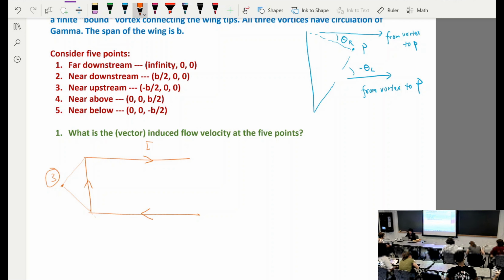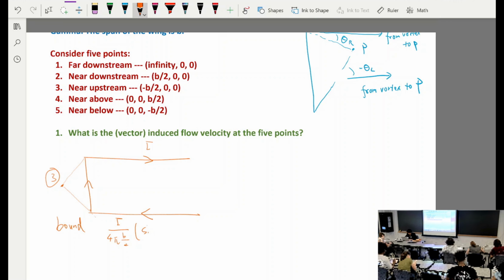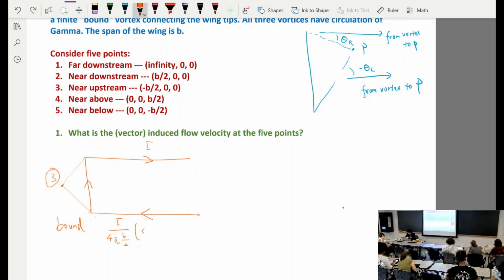So the induced flow from the bound vortex would be gamma over 4 pi half b, times sine of 45 minus sine of minus 45.